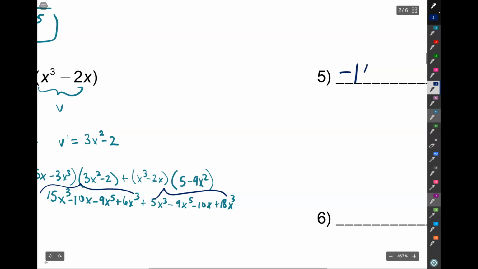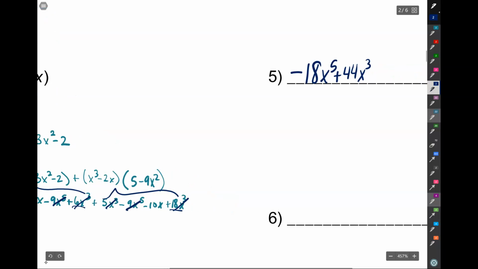All right. So negative 18x to the 5th. So I dealt with this guy and this guy. I don't have any fourths. I have 15x to the 3rd plus 6 is 21x to the 3rd, plus 18, 44x to the 3rd. So I dealt with all the thirds. Negative 10x minus 10x is negative 20x.